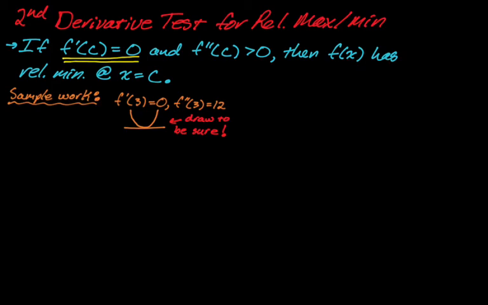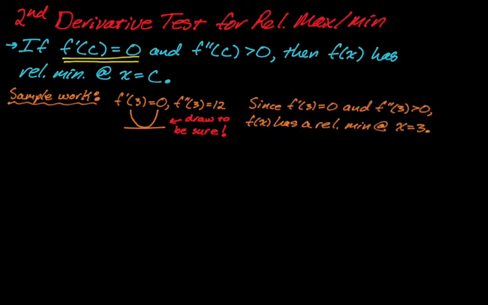The conclusion here will be, since f prime of 3 is 0 and f double prime of 3 is greater than 0, it doesn't really matter what it is as long as it's greater than 0, f of x has a relative minimum at x equals 3. And I could see it in the picture. That's why I'm drawing it. So this is my justification. People would be happy with that.